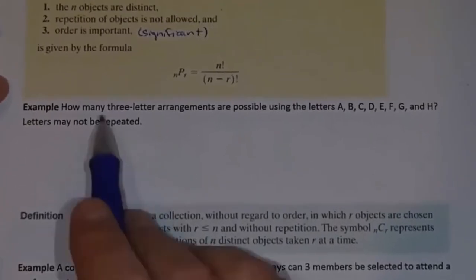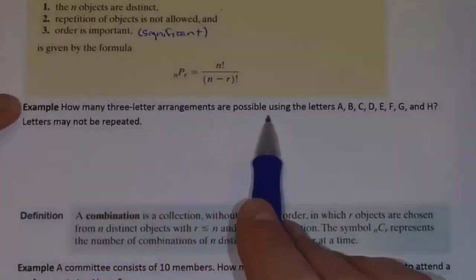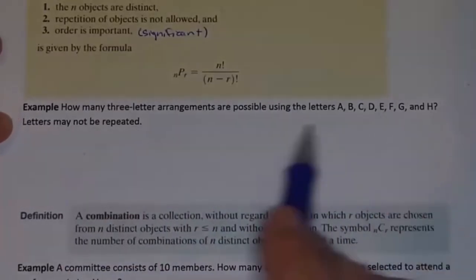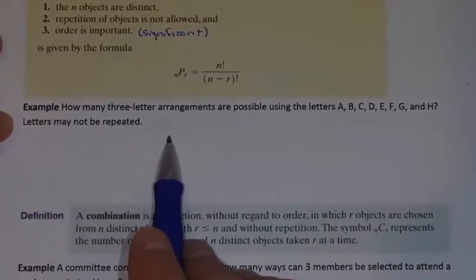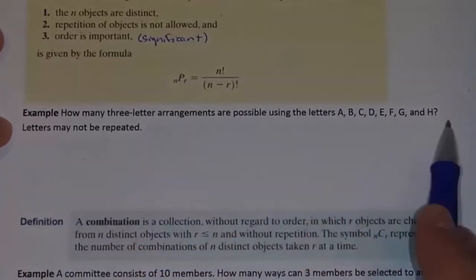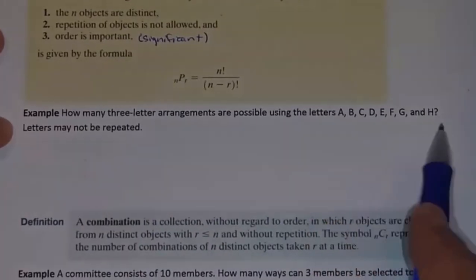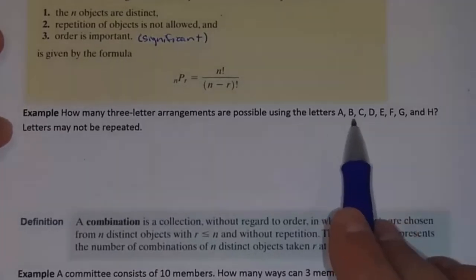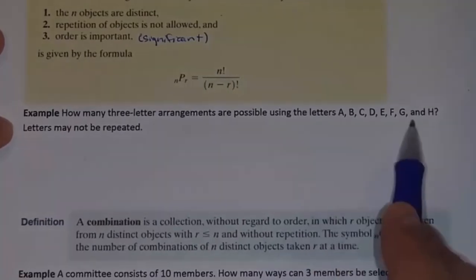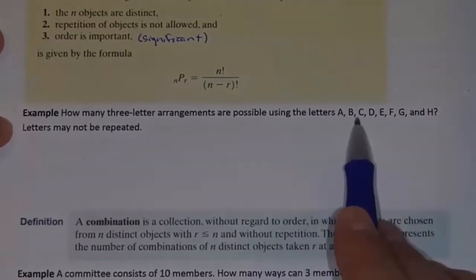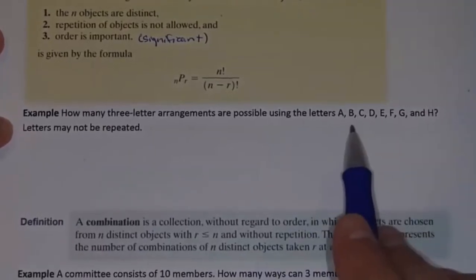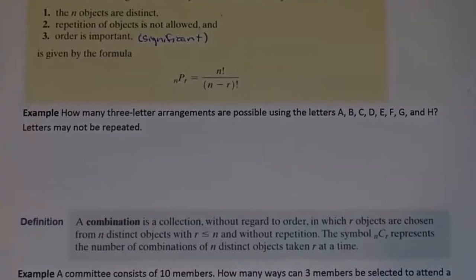Another example. How many 3-letter arrangements are possible using the letters A, B, C, D, E, F, G, H? Letters may not be repeated. So we're going to choose 3 letters, and our question is how many 3-letter arrangements are possible? So like A, B, C, that's one arrangement. A, B, D, that's another arrangement. A, B, E, that's another arrangement, and so on. B, A, C is another arrangement. B, A, D is another arrangement. B, A, E is another arrangement, and so on. B, C, D is another arrangement, and so on.